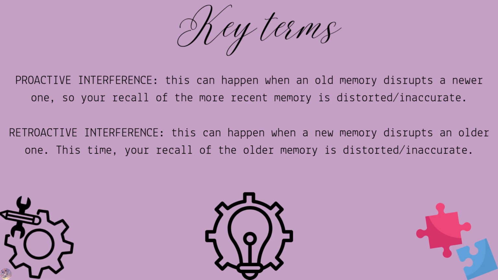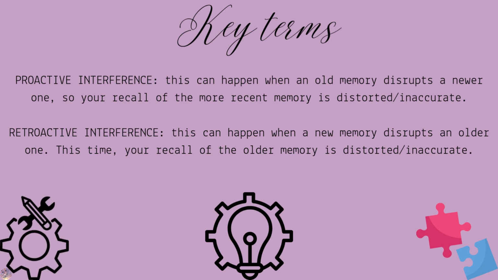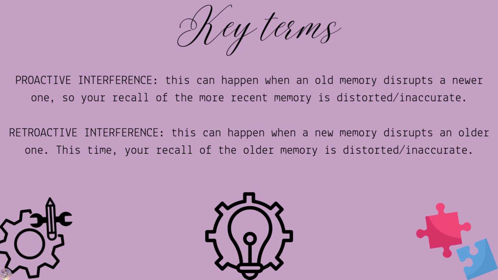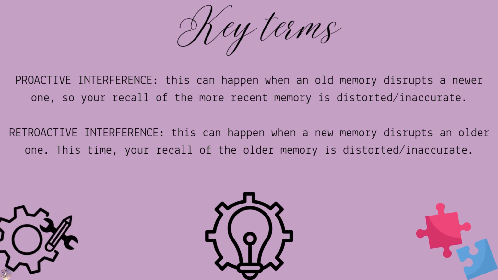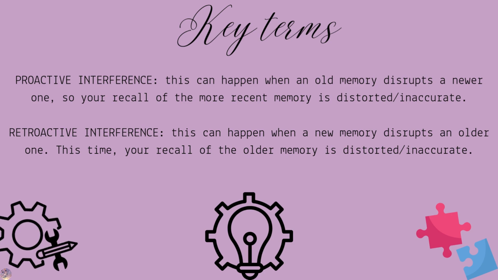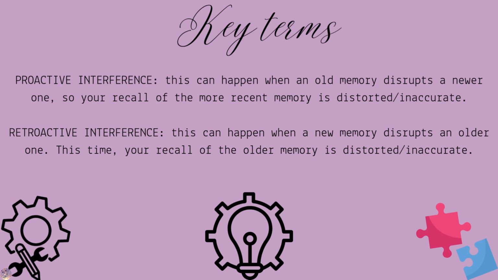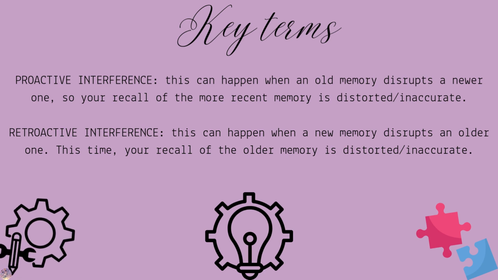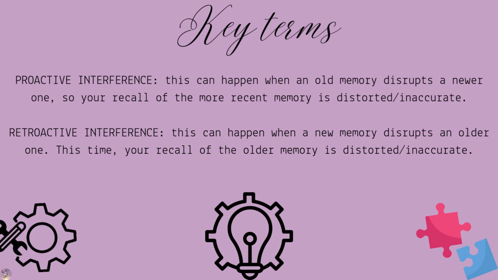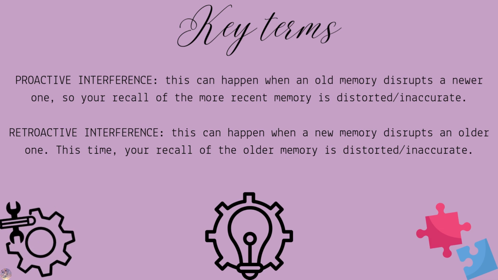A way to not get this mixed up, just remember retro means old, so that means that the older one is getting disrupted, and you can just connect the dots and say that proactive is when the new memory is being disrupted. Make sure not to get these two terms confused because it is really easy to mix them up, but once you have one of them down, you can just remember the other one.